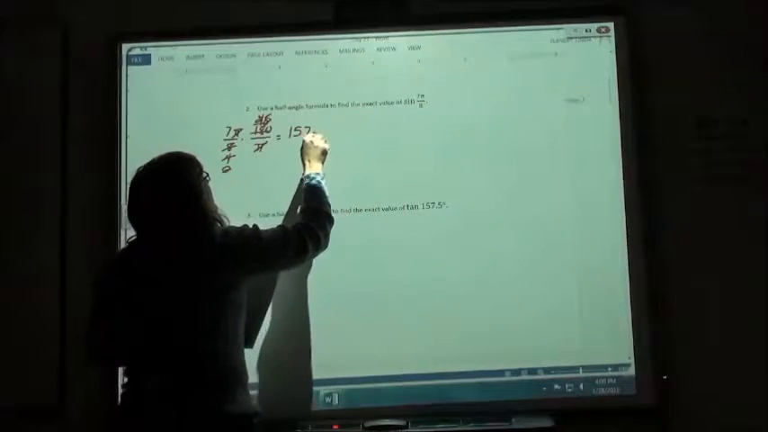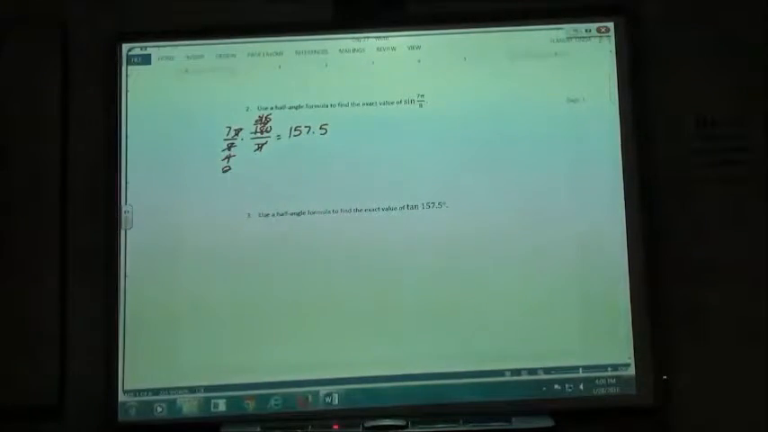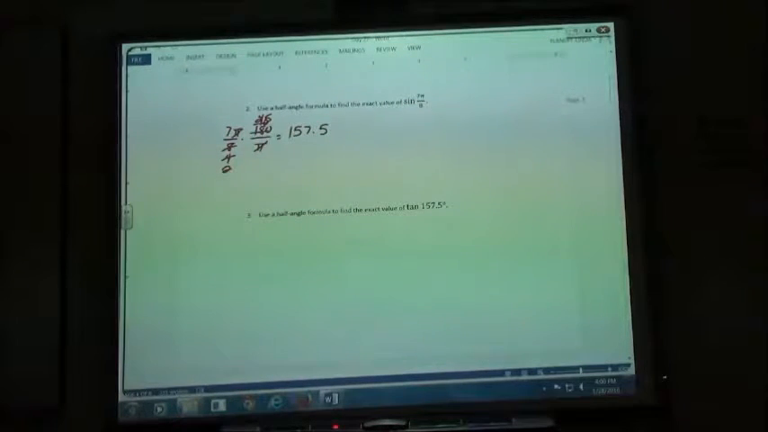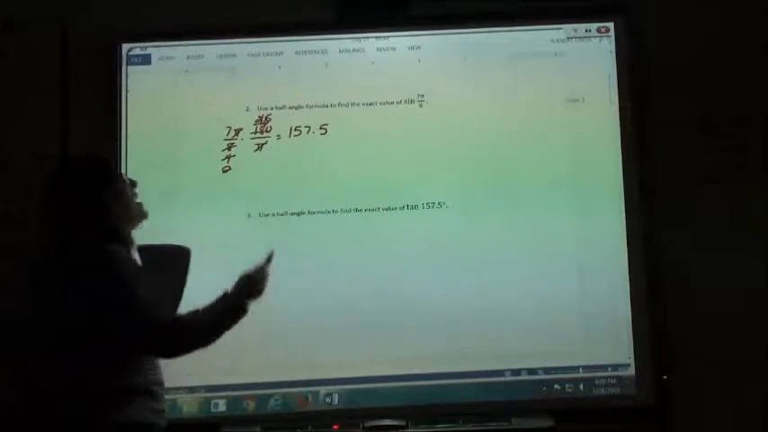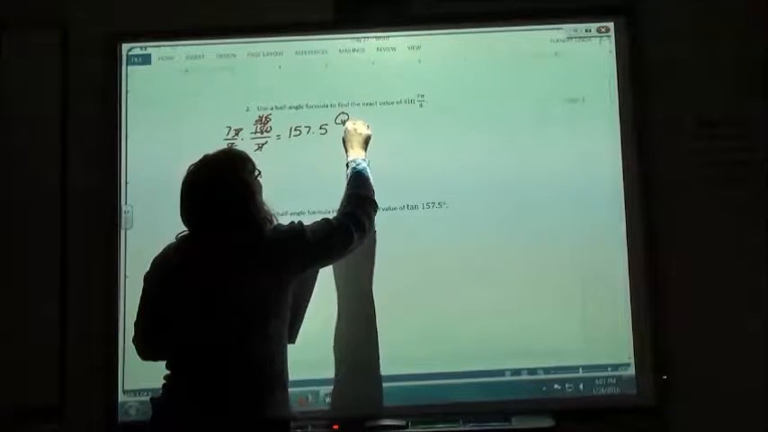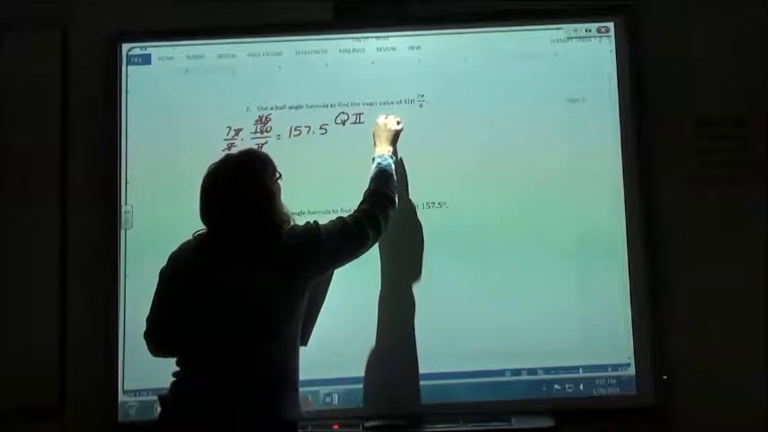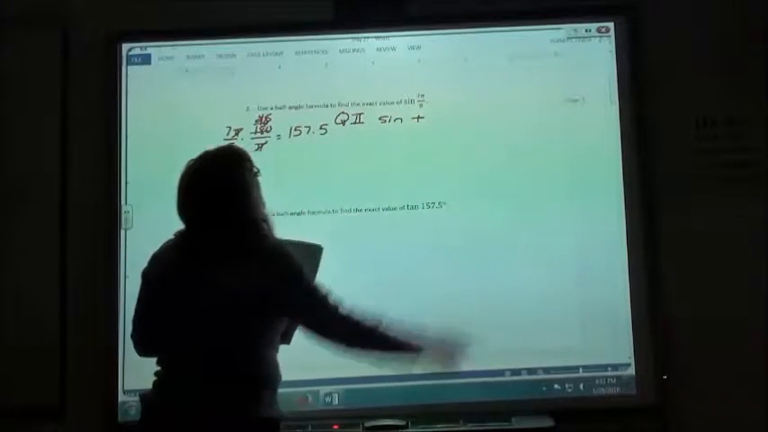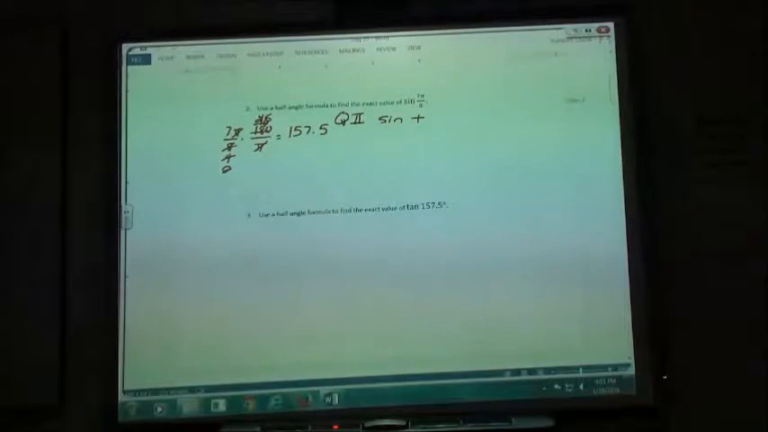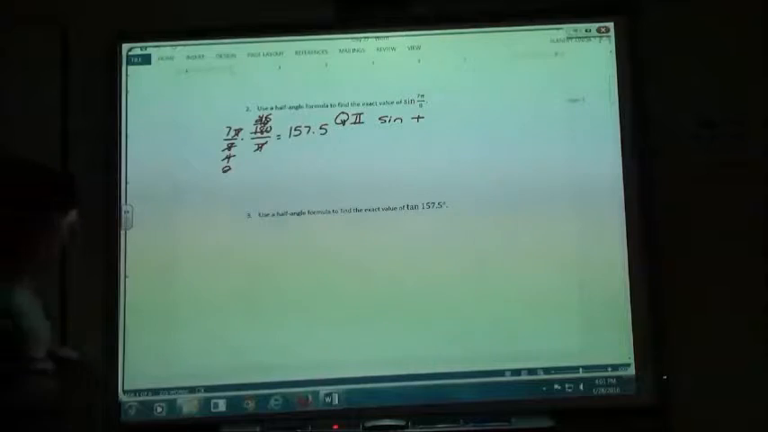All that work just to figure out what quadrant I was in. So 157.5 would be in quadrant 2 again, and I know that I'm going to have a sign that is positive. So very similar to what we had before.